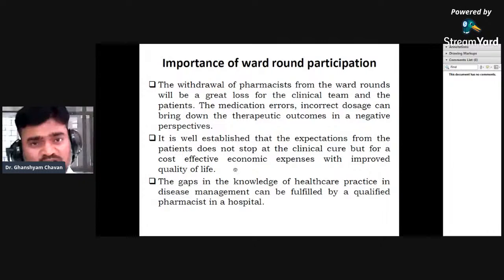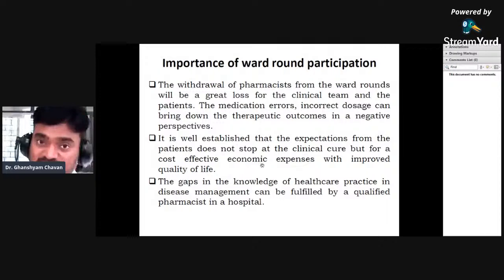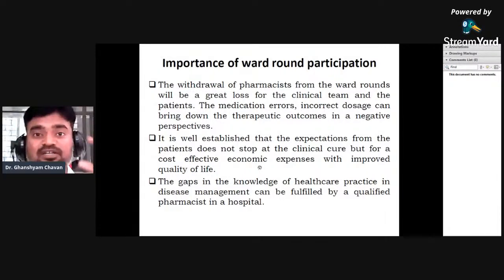Doctors are not there to decrease the bill of the patients, but pharmacists can bring down the bill by replacing a high cost drug with a low cost drug that has the same efficacy. Only pharmacists can do that. That miracle can be done only by pharmacists, and in this way they can improve patients' lives by decreasing their economic expenses.